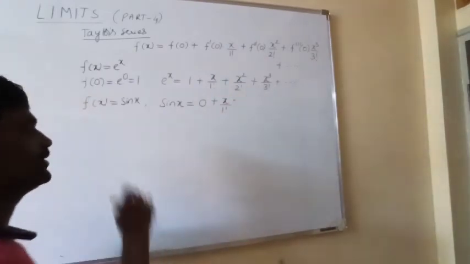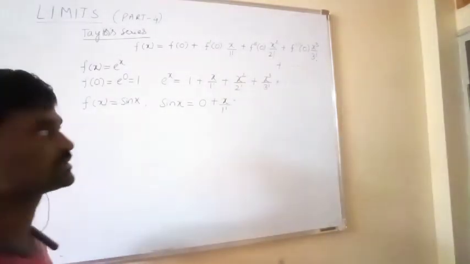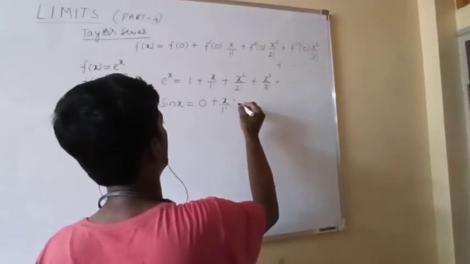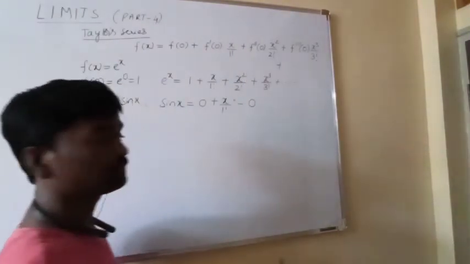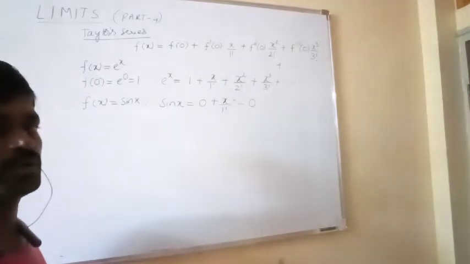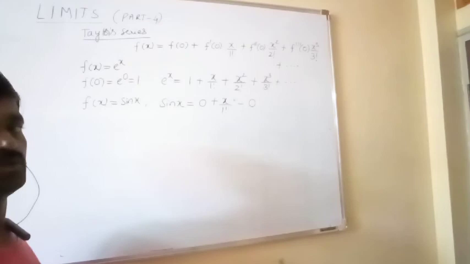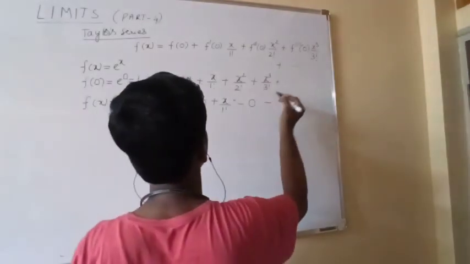Next, if f of x is sin x, f dash x is cos x, f double dash x is minus sin x. So f double dash 0, what will you get? Minus sin 0, which is 0. So 0 into anything is 0. Next, f triple dash, what will you get? Minus cos x. So f triple dash of 0 means minus cos 0. Minus cos 0 is minus 1.